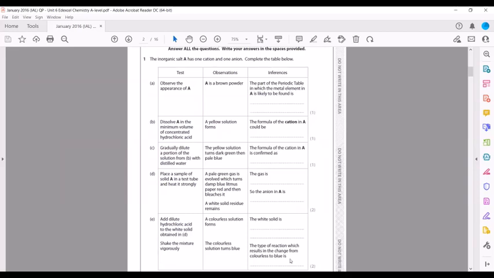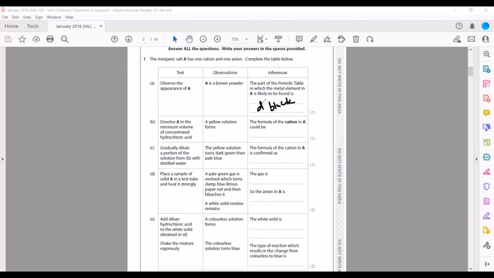It appeared to be a brown powder. If it appeared to be a brown powder, this gives an idea that there should be a transition element. So which part of the periodic table does it belong to? It belongs to the D block, because transition elements have colored compounds. If it was a white solid, then we can say it will be either an S or P block element.